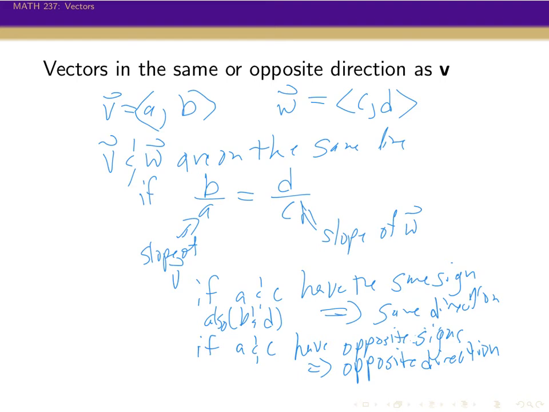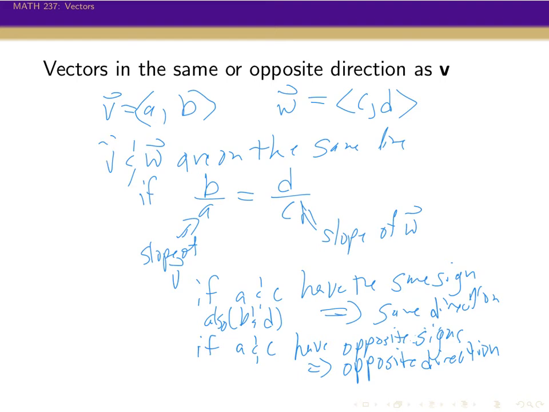Okay, so have two vectors, you calculate their slopes. If their slopes are the same, then they're either going in exactly the same direction or exactly the opposite direction. If they have the same slope, then you just pick one component, either the x component or the y component. Look at the signs of those components. If they're the same sign, then they are going in the same direction. If they're opposite signs, then they're going in the opposite direction.